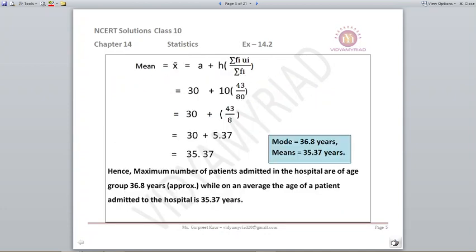We know the formula of the mean is A plus H into sigma fiui upon sigma fi. A we have assumed here 30, H we know the difference between the class interval, that is 10. Sigma fiui we have found out 43 and sigma fi is 80. Solve this, you get 30 plus 5.37 which is equal to 35.37. So the maximum number of patients admitted in the hospital are of age group 36.8 years approximately, whereas the average age of the patients admitted to the hospital as per the mean value is 35.37 years.